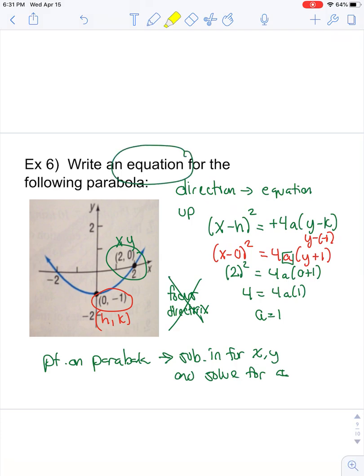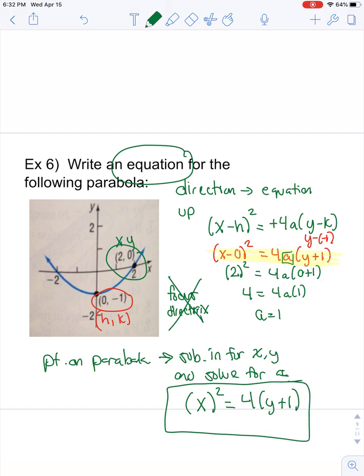Final step would be go back and actually write the equation. So remember, the equation that we had was this, and now we know that the a value is 1. So my final equation will be x squared, or (x - 0) squared, equals 4 times 1, which is 4, times (y + 1).